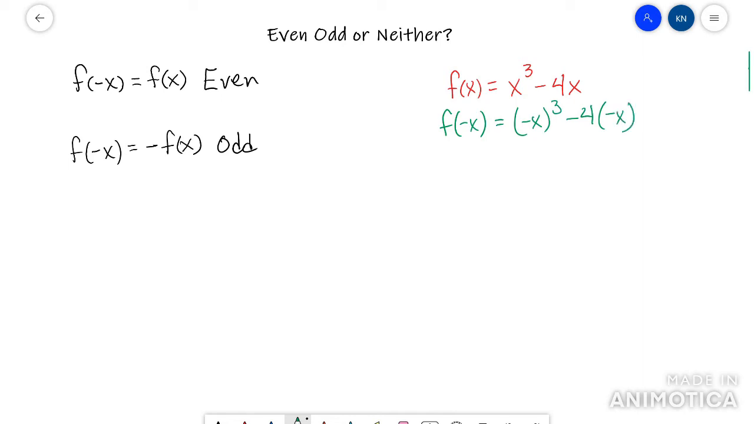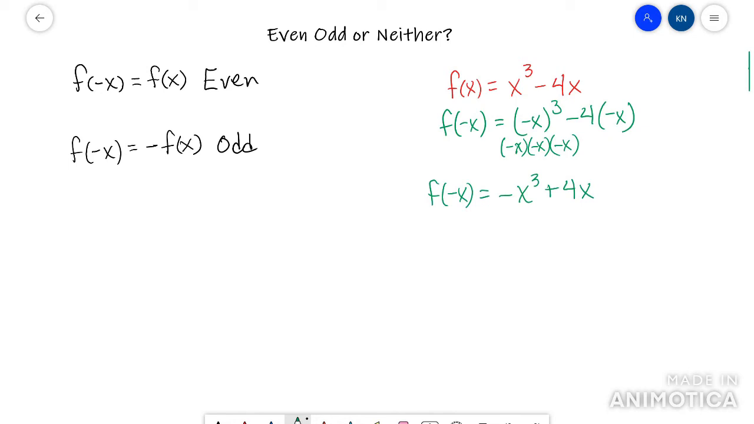All right. This negative x cubed part is like me saying negative x 3 times. And when you multiply that out, you're going to get negative x cubed. And then this other part over here, negative 4 times negative x, becomes a plus 4x. So when I plugged in negative x, this is what I got.